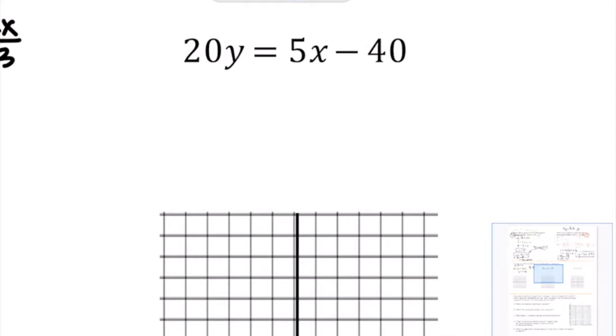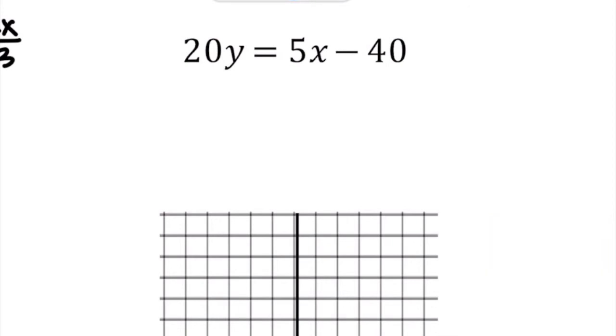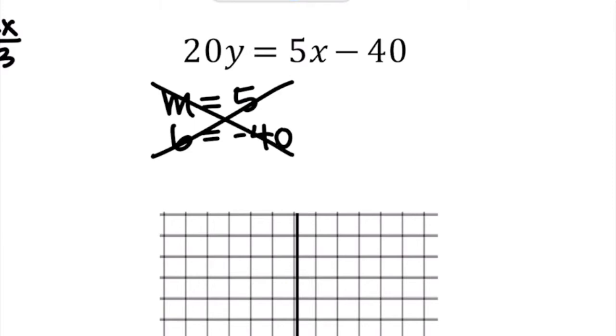Here's a super common error. If I ask somebody to identify the slope and the y-intercept here, I get a lot of students that would tell me that the slope is 5 and the y-intercept is negative 40. The other thing I often see students do is tell me that the slope is 5x. It does not include the x, it's only the coefficient. So let's just keep in mind here, in order to identify the slope and the y-intercept, you need y by itself on one side of the equal sign, and here it's not.